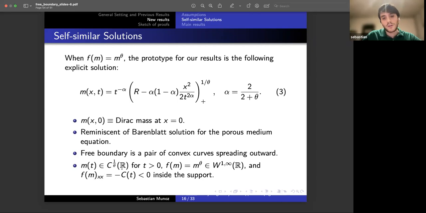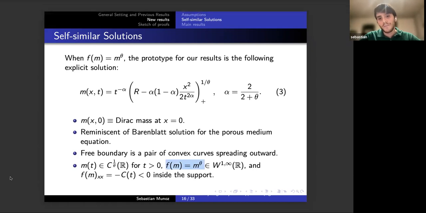And the second derivative is negative inside the support. This f of m quantity is important here. It is analogous to what happens in the porous medium equation with the pressure, because even though the solution to the porous medium equation is only Hölder continuous, the pressure is Lipschitz continuous. So the pressure is a little bit better than the solution itself, and that's what happens here. If we raise this expression to the power of theta, we get a Lipschitz function, and we can see that directly from the formula. When I say Lipschitz, I mean Lipschitz in space, locally in time. It's actually Lipschitz in space-time, but only away from t equals zero.